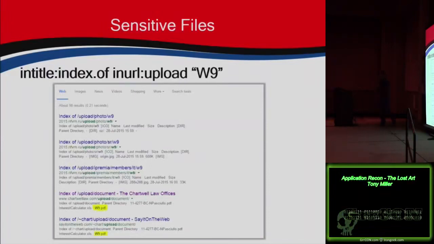This is one of my favorites. I do this probably on just about every test I do now. In title, index of. Anybody understand what's going on there? I think most of us do. You can see the search results. Where does index of show up in the title? Anytime I've got directory browsing enabled. So here's a whole list.